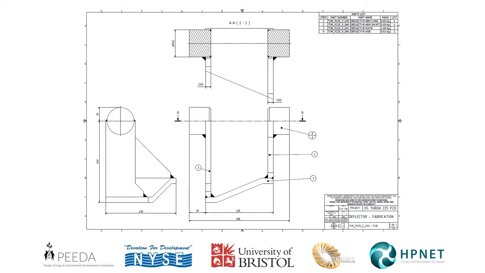Here we have the deflector, and this is the fabrication drawing. In the top right, we have a parts list, and then the numbers are used to indicate where those parts are in the assembly. And so you'll see that there are a few dimensions to locate how the components should be aligned to one another.